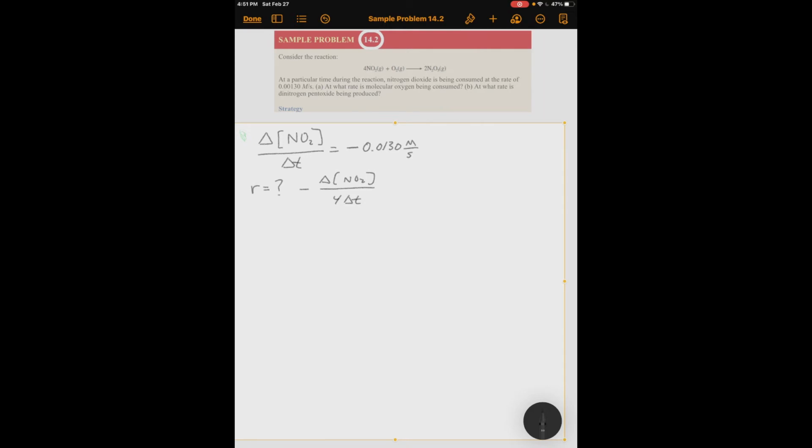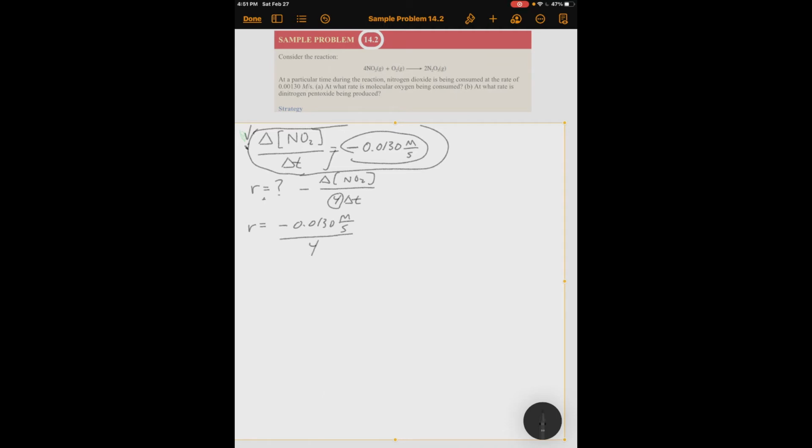We don't have divided by 4 up here. So if I want to know what the rate is, I just need to take this and divide it by 4, right? This expression right here is identical to this one except for the 4. If I divide this one by 4, that's going to give me the rate of the reaction. So let's find the rate. We're going to divide it by 4. So it would be minus 0.00130 molarity over seconds divided by 4.